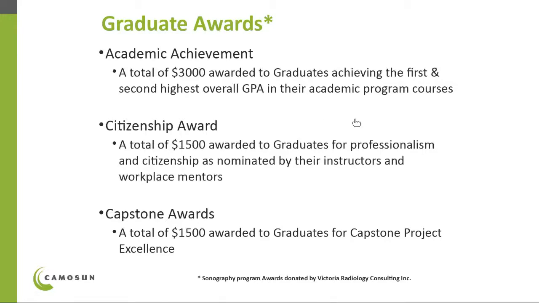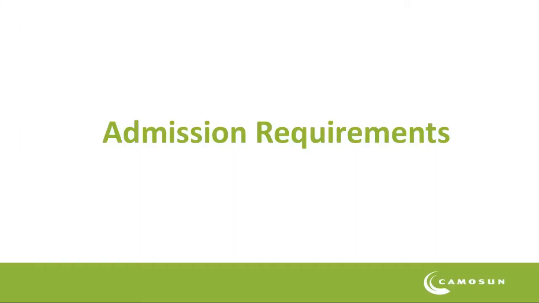On top of that, we actually have graduate awards. So there's a total of $3,000 awarded to graduates achieving the first and second highest GPA in their academic program courses. So at the end of these 2 years, the top 2 people in SONO will get $1,500. There's a citizenship award for $1,500 as well. Capstone awards. Capstone is a project that you'll do at the very end that helps tie everything together that you've learned. And it's sort of like doing a thesis in a way. And those who get voted as having the best capstone can get another $1,500. So there's quite a bit of extra money that's actually available to students just through going through our program.